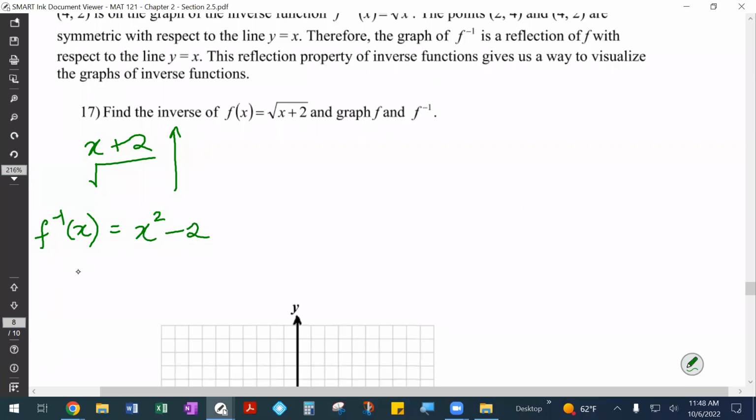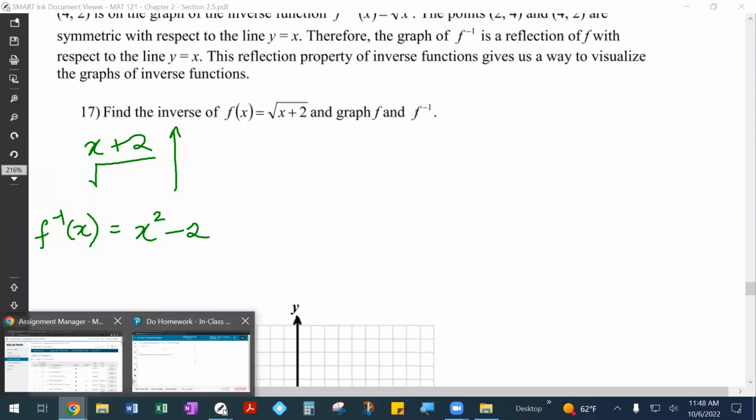So the inverse for this function, f of x equals square root of x plus 2, will come out to be x squared minus 2. And again, if you want to use the switch and solve method to find that, you can use the switch and solve method also. So let's take a look at what these graphs would look like.